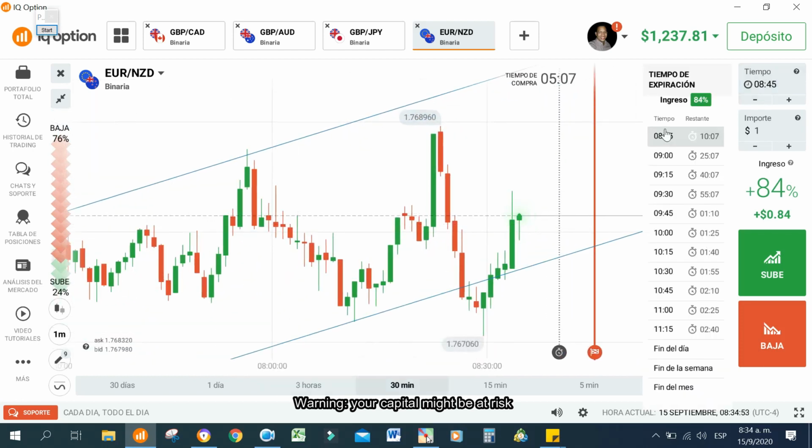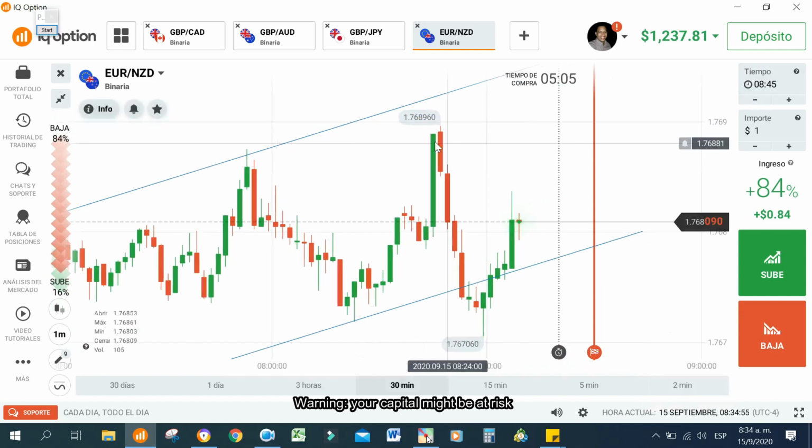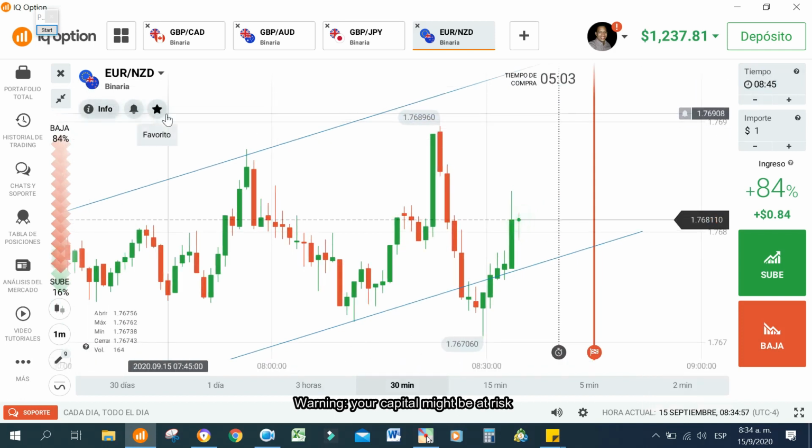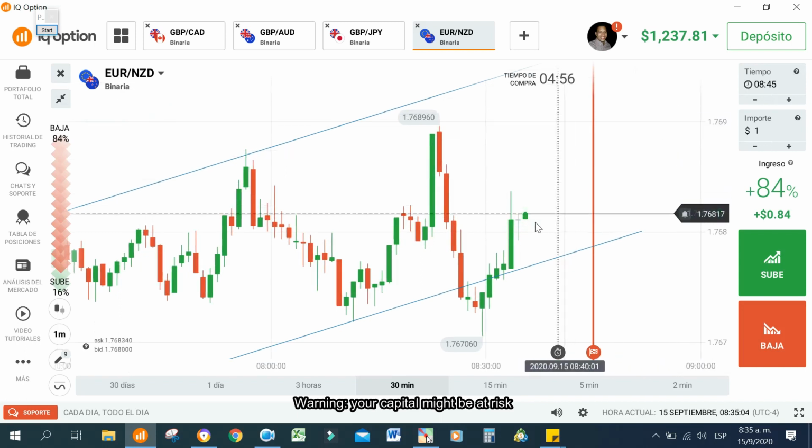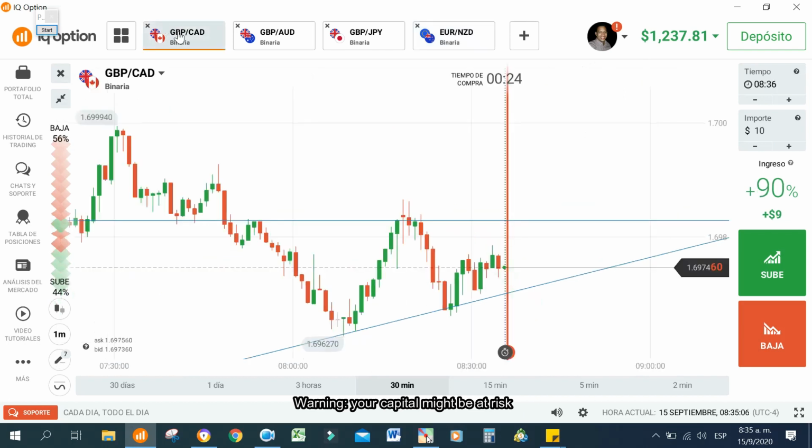Let me check. Okay, this pair only has option for 5 minutes expiration. So I don't like this one. I just want to trade 1 minute expiration.